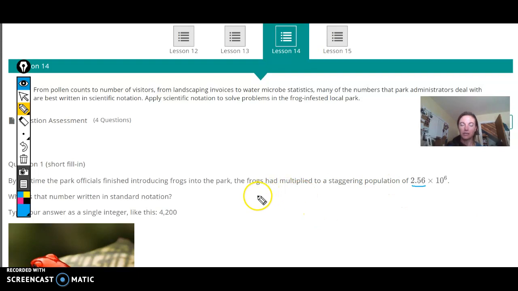The easy way to do that is to write that 2.56, and then we take note of this exponent, and we're going to move that decimal place 6 places to the right. If this exponent is positive, we're moving the decimal to the right. If it were a negative exponent, we would be moving it to the left because we'd be dealing with very small numbers. So we're moving it 6 places.